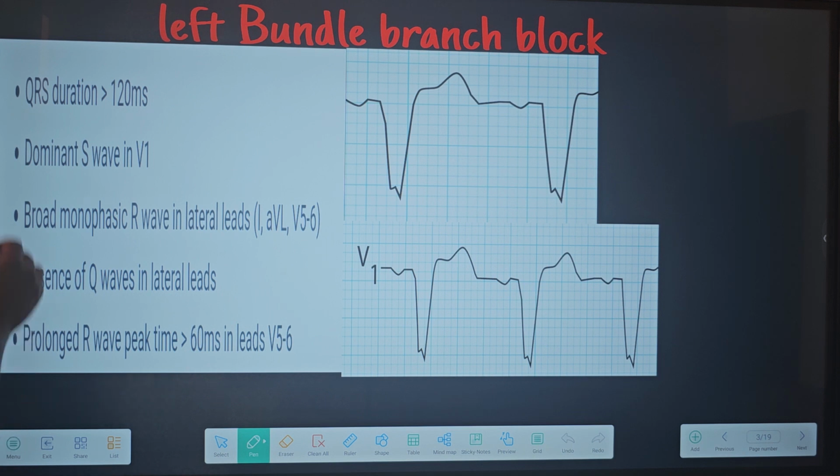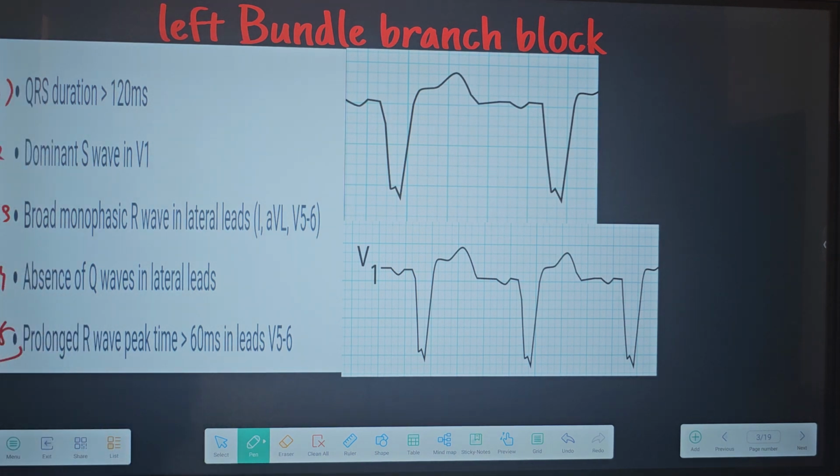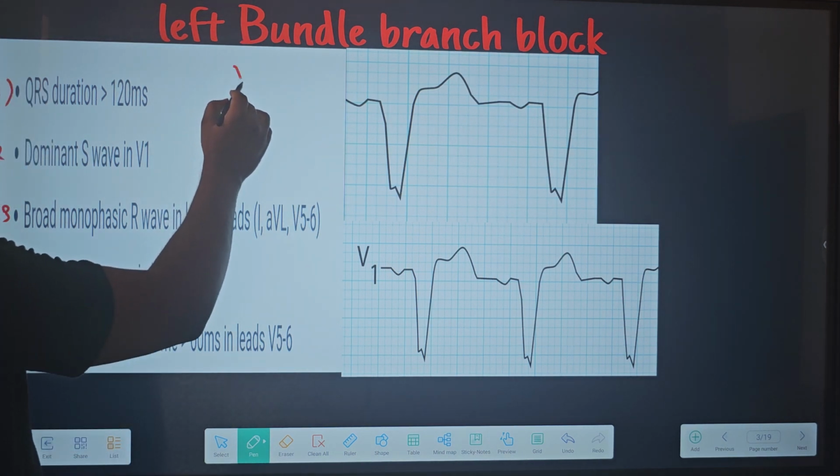So for diagnosis, there are basically 5 points: first, second, third, fourth and fifth. I'll explain each and every one. The first point says that QRS should be more than 120 milliseconds. Now we know that normally it is the bundle of His.